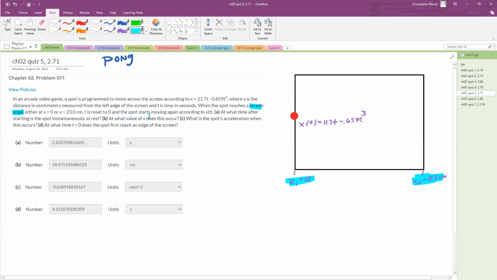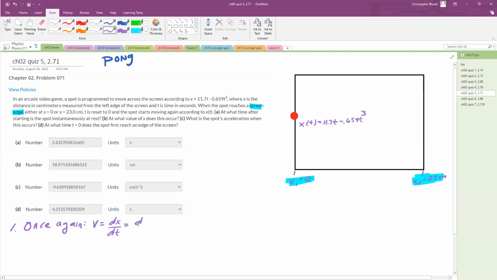So it resets. Okay, at what time after starting is the spot momentarily at rest? Let's do that. I think that's just going to be easy. Once again, the calculus definition of instantaneous velocity is the rate of change in this object's position. That's all a derivative is. It's the rate of change, in this case of position with respect to time.